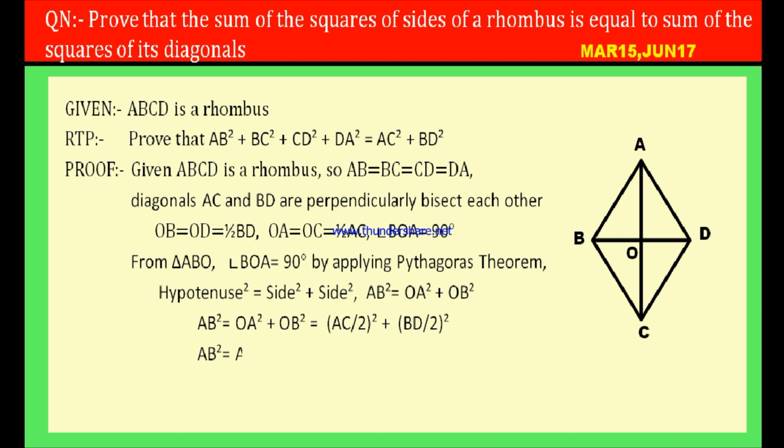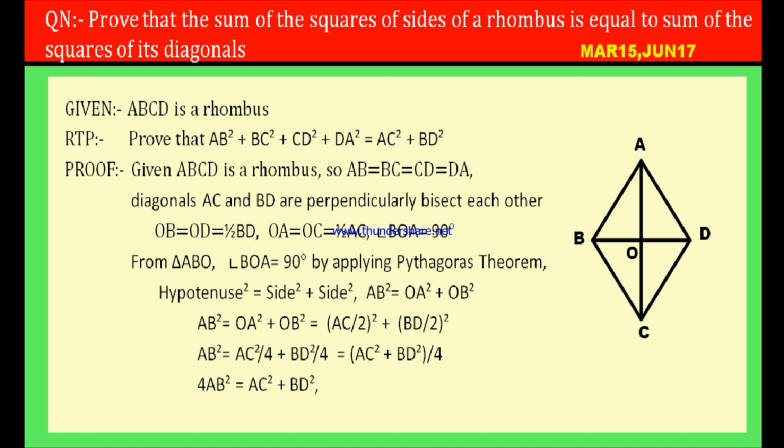AC by 2 whole square is AC square by 4 and BD by 2 whole square is BD square by 4. Now take 4 as LCM. The numerator is AC square plus BD square by 4. Here this 4 divides AC square plus BD square on the RHS. If we take it to LHS, you should multiply. That is 4AB square is equal to AC square plus BD square.